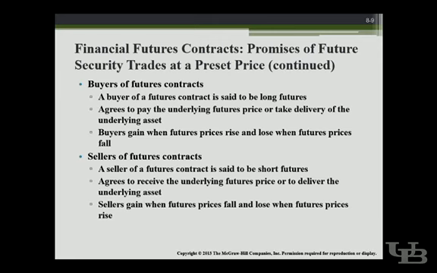Futures contracts. Buyers of the futures contract and sellers of the futures contract. A buyer of a contract is said to be long futures, meaning they are dealing with a long futures contract, while the sellers of the futures contracts are said to be taking a short position, and they are said to be short futures. More on that in a little while.